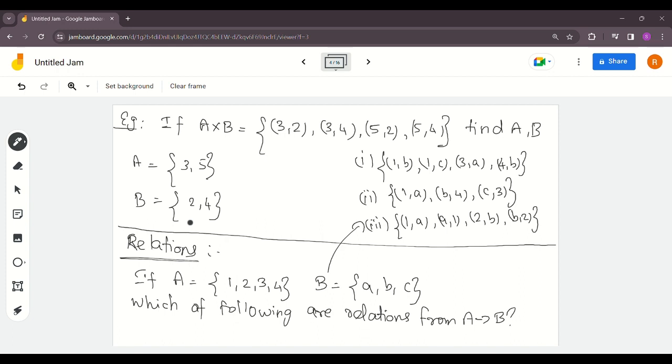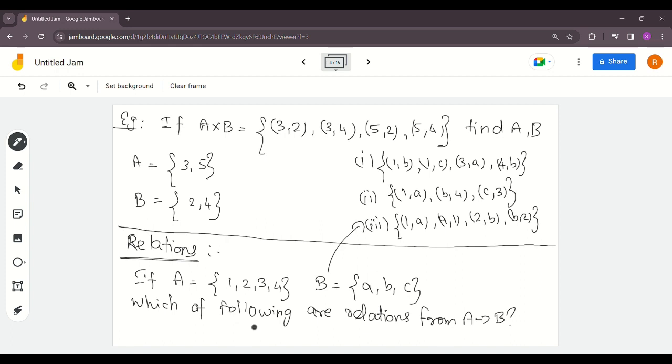Now we'll go to the concept of relations. I think with this, the concept of ordered pairs and also Cartesian product gets clear for you guys. So there is a question. Before that we'll directly see the question to understand the concept of relations better. The question is, if A is equal to {1, 2, 3, 4} and B is equal to {a, b, c}, which of the following are relations from A to B? I have written the questions here. There are totally 3 questions.